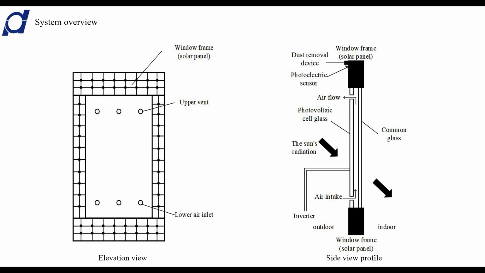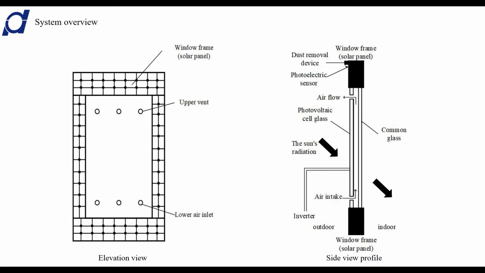The picture on the left is the front view of the design, and the picture on the right is the cross-section side view of the design. It can be summarized as the following. The first point is installing solar panels of appropriate size on window frames. The second point is adopting the double layer glass structure, combining the semi-flexible thin film solar cell on the outer glass.